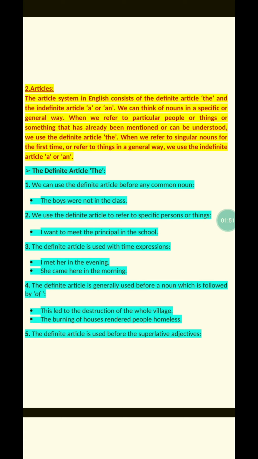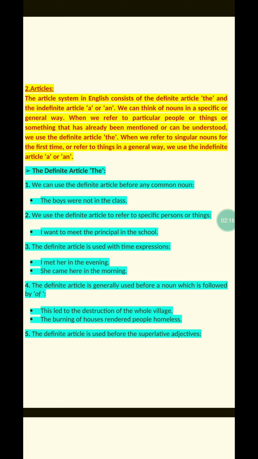Number two, we use the definite article to refer to specific persons or things. For example, I want to meet the principal in the school. So we are trying to specify the person, that is the principal. Third point, the definite article is used with time expressions. For example, I met her in the evening. She came here in the morning.